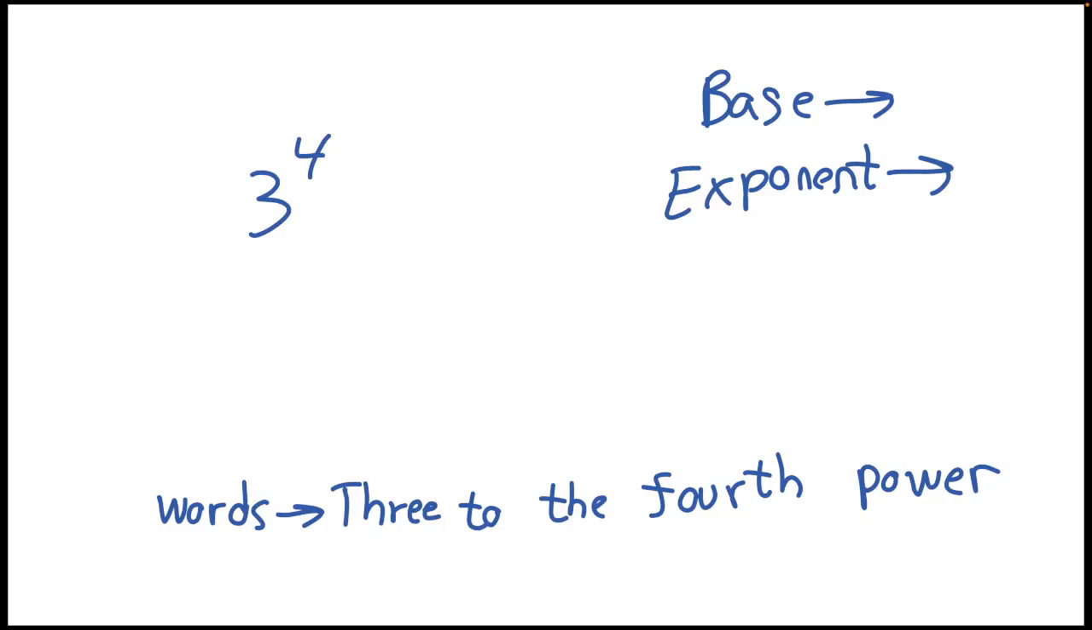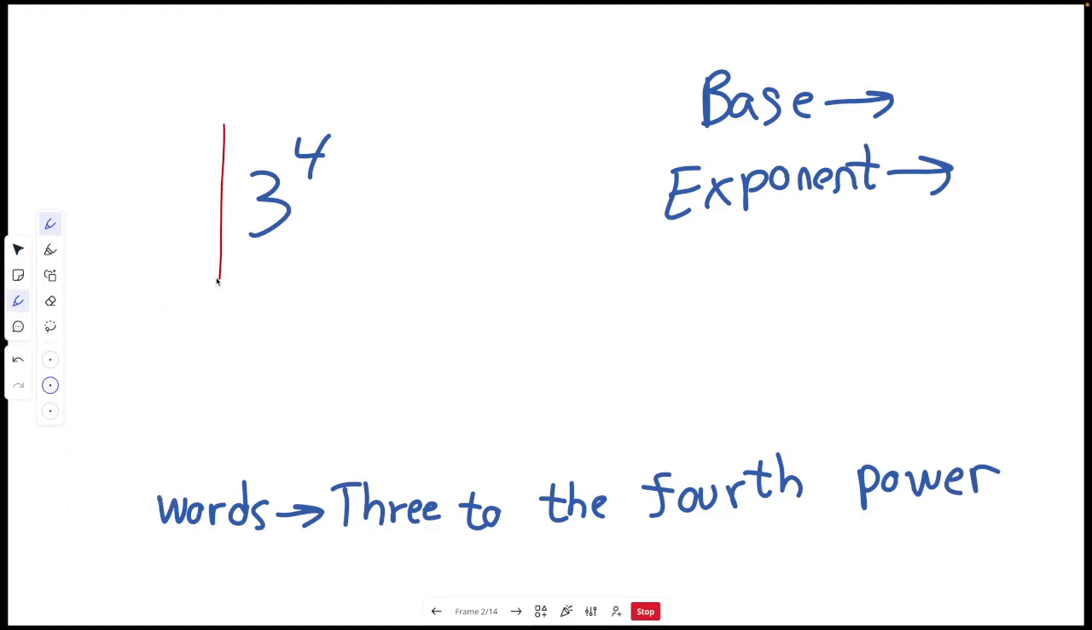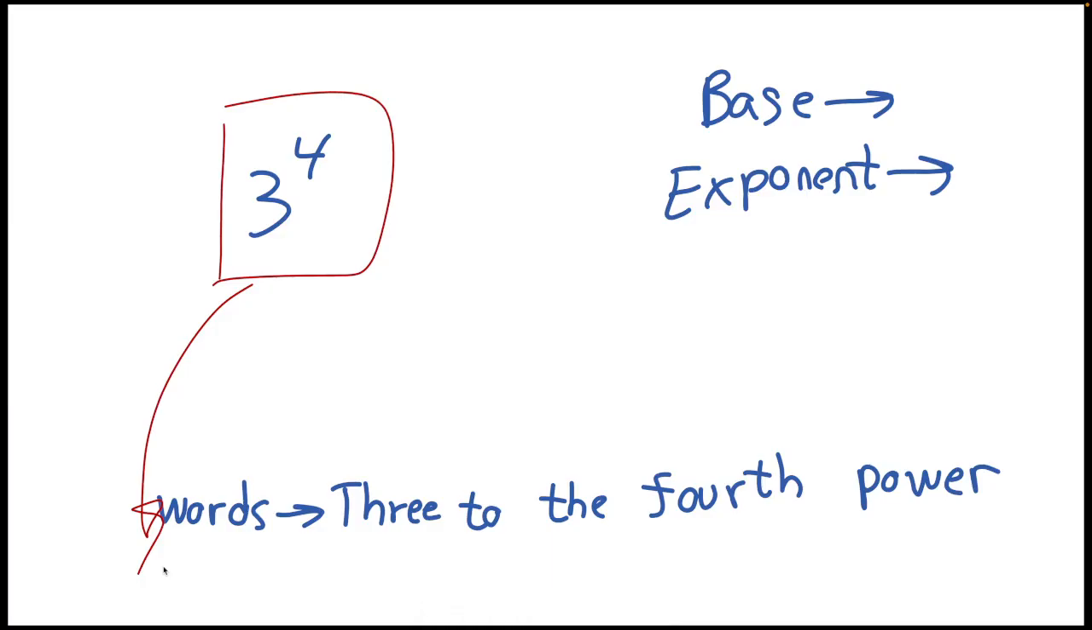Okay, so when you look at this problem here, I have the words down here. The way you read this is 3 to the 4th power. You could also say this is 3 raised to the 4th power, or 3 with an exponent of 4. Any of those would be an acceptable way to read this.